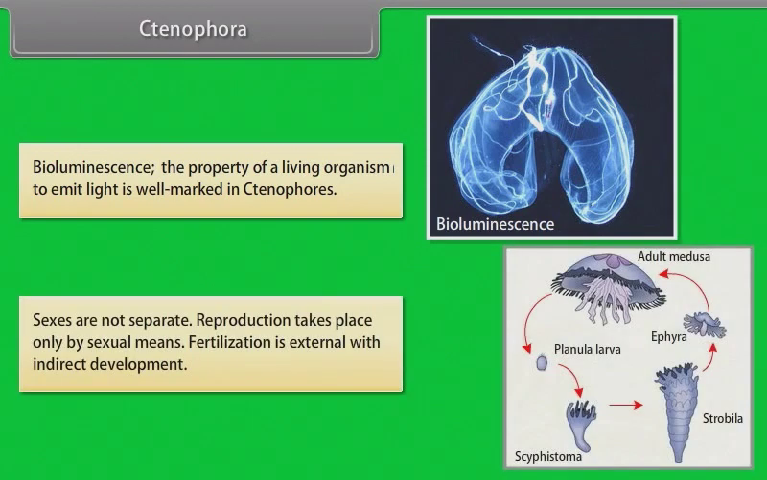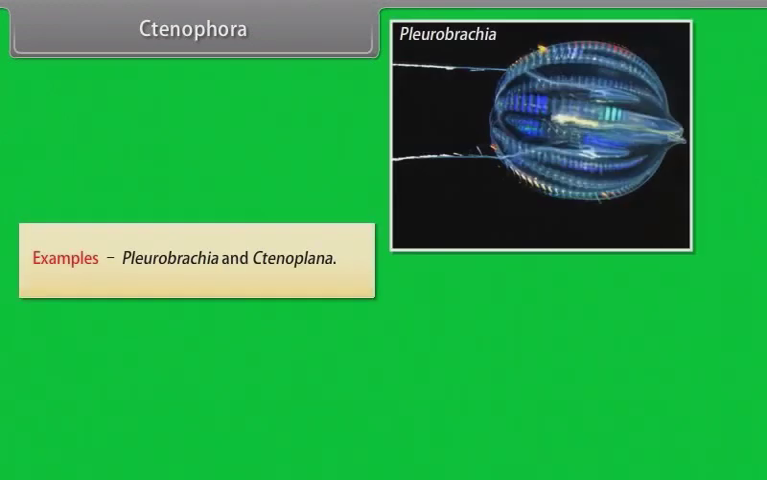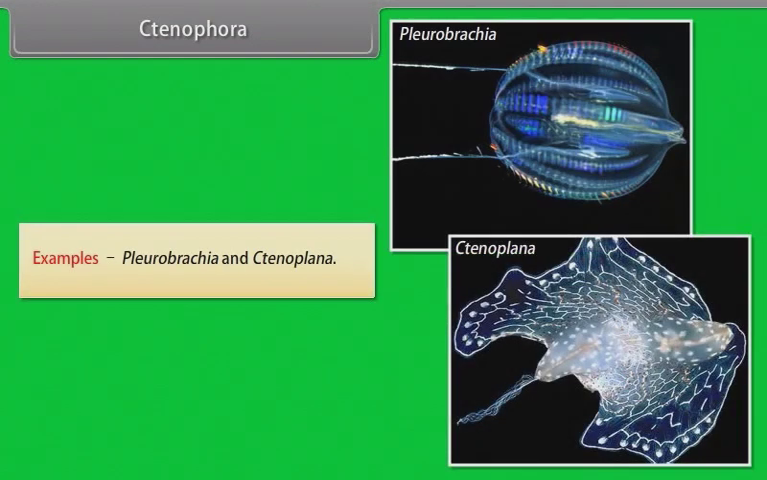Sexes are not separate. Reproduction takes place only by sexual means. Fertilization is external with indirect development. Example, Pleurobrachia and Ctenoplana.